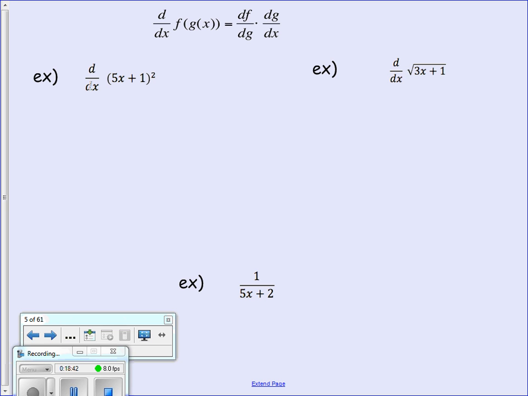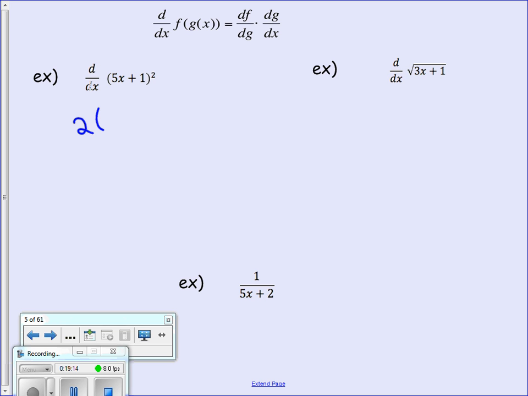So let's say I've got the derivative with respect to x of (5x plus 1) squared. What do you think, Will? What am I going to do? Put the 2 in front. Okay, because I've got a derivative of something squared, so it's 2 times that, and then the derivative is just 5. So, 5x plus 1.